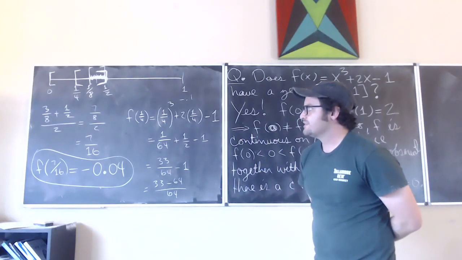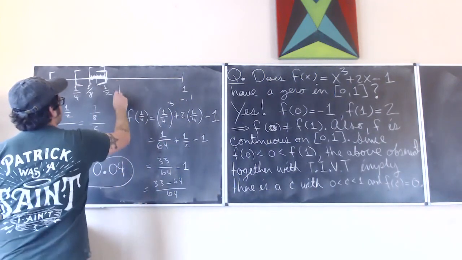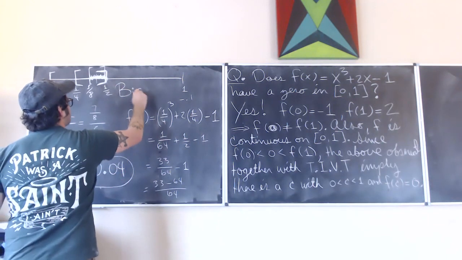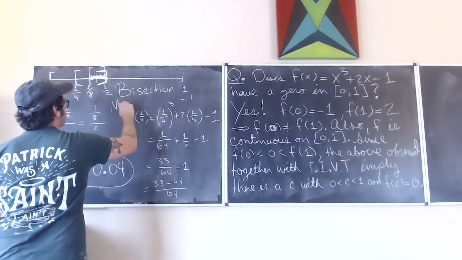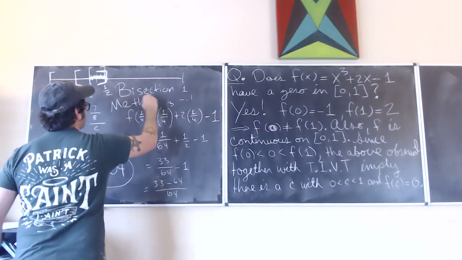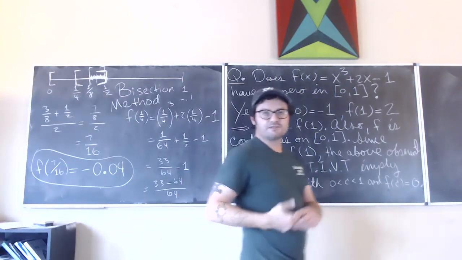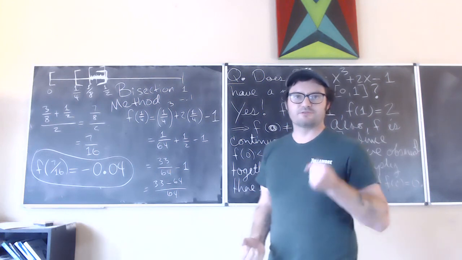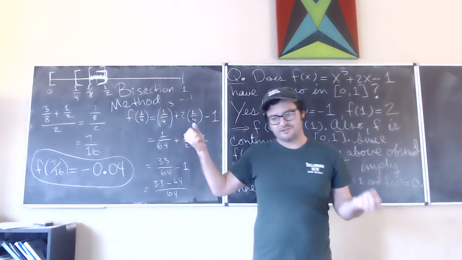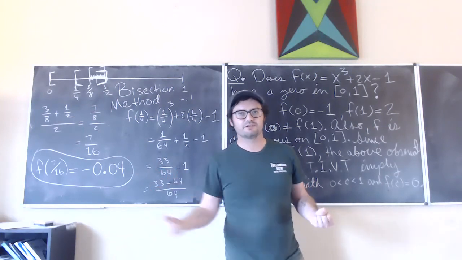So this actually has a name. This is called the bisection method. And it's a way of finding zeros of continuous functions on a closed interval when you know that it's negative on one side and positive on the other side, or positive on one side and negative on the other side.